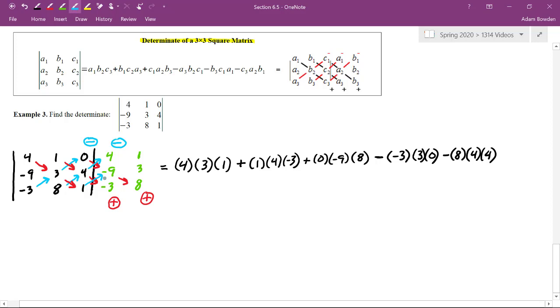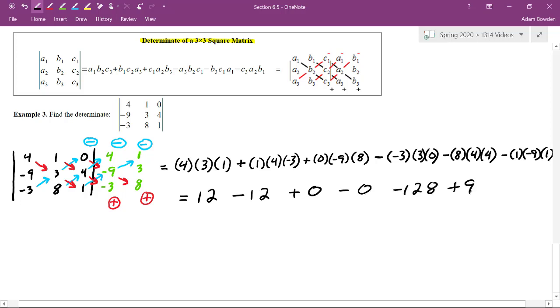And then we got one more thing to do. What we'll do is we'll go minus 1 times -9 times 1. Okay, so now we've multiplied all the numbers that we need to do in order to calculate this. This is going to be equal to 12 minus 12 plus 0 minus 0 minus 128 plus 9. So when we calculate that all out, it's going to come out to be -119. That's the value of the 3 by 3 determinant.